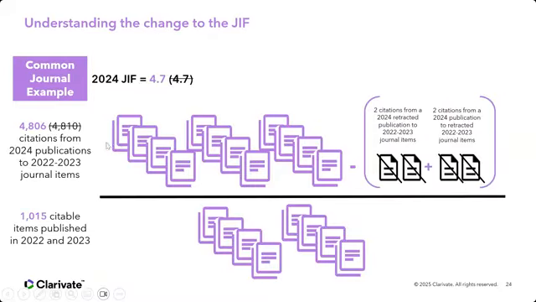So I've already briefly mentioned the changes to this year's GIF calculation. So we no longer include retracted publication citations and their citations.